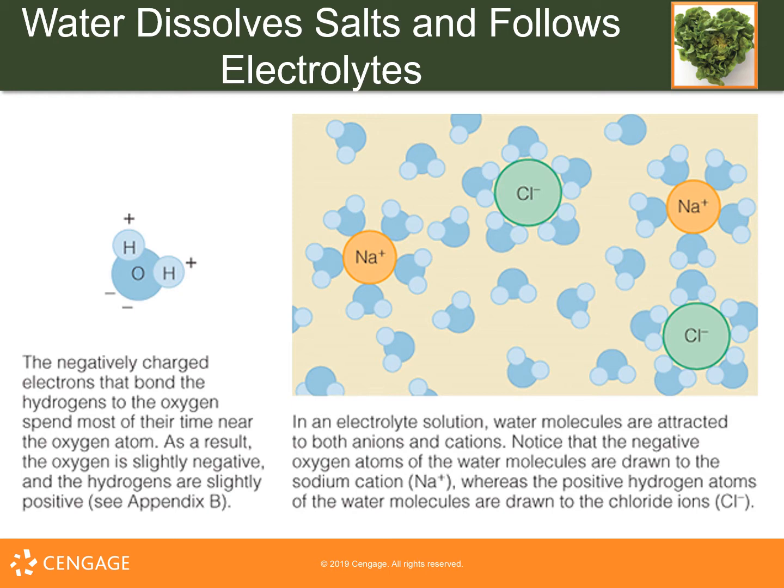As it says here, the negatively charged electrons that bond the hydrogens to the oxygen spend most of their time near the oxygen atom. As a result, the oxygen is slightly negative and the hydrogens are slightly positive.